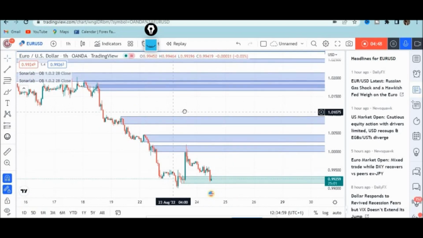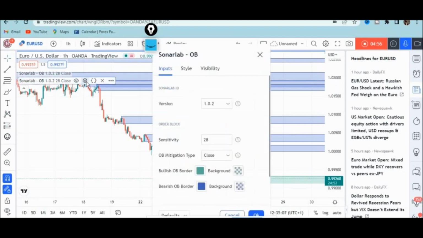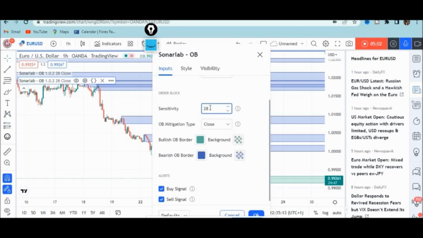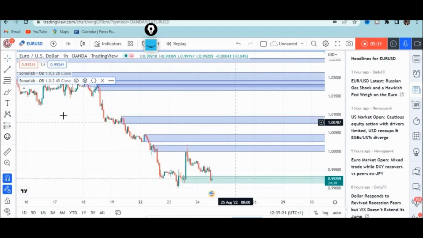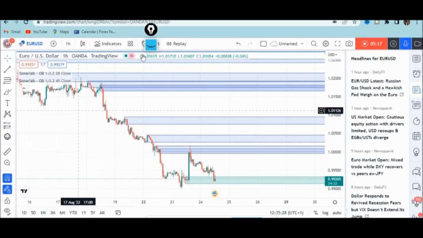As you can see guys, I am on the 1 hour time frame, but you're going to make some changes right here on the indicator. You're just going to click on settings, and under sensitivity we can set it to 45 and click on OK. So this is how it looks on your chart. This is the 1 hour time frame, and as you can see guys, it has already identified all the order blocks we really need on the 1 hour chart.